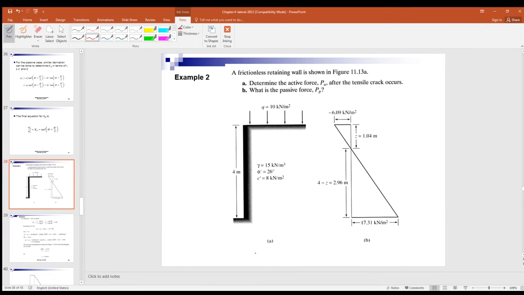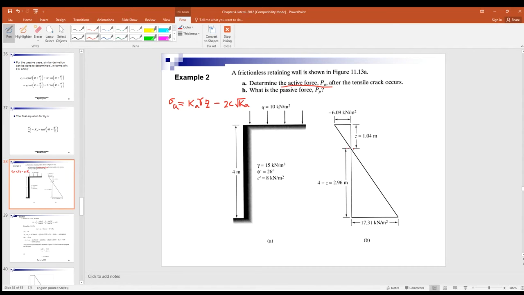Okay. Now here, because it's the active pressure, right? You know that's active. So you have to use this formula: sigma A equals Ka gamma Z, minus 2c square root Ka. Is that correct?